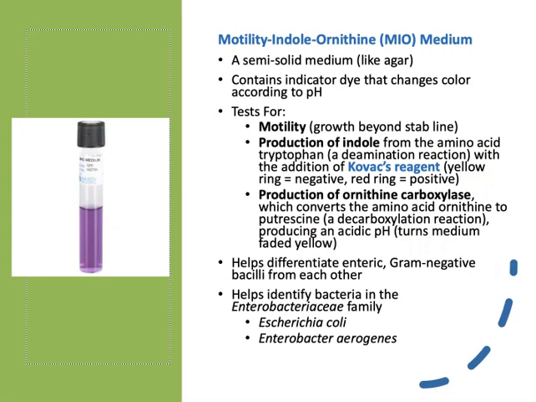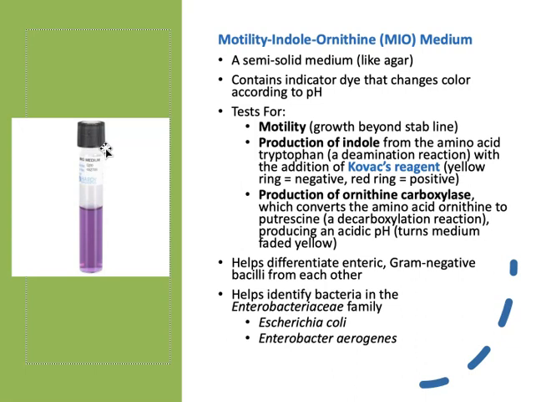The second test that we're going to be performing in the lab is the motility indole ornithine, or MIO test. This test is actually a set of 3 different tests. This picture right here shows us MIO medium. It's actually a semi-solid medium. It feels a lot like agar. It contains an indicator dye that is going to change color as pH changes. We've talked about that before.